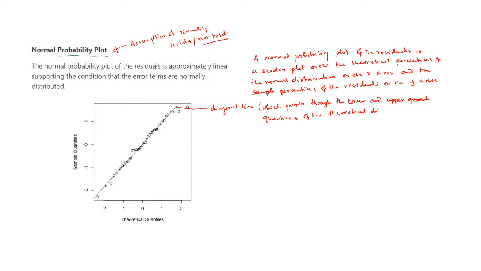Yes, we can also say this kind of plot is a QQ plot. I am talking about a QQ plot or normal probability plot. You are absolutely right, this is also called a QQ plot. Thank you, Anirban. This normality plot we can also call a QQ plot, or normal probability plot, which passes through the lower and upper quartiles of the theoretical distributions.